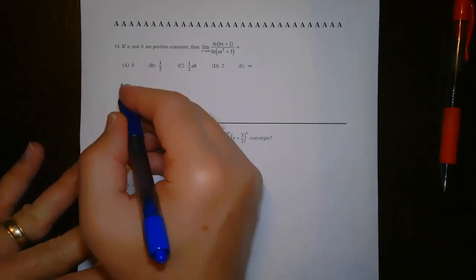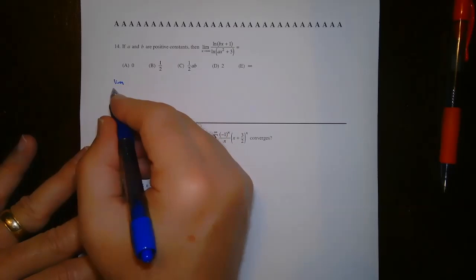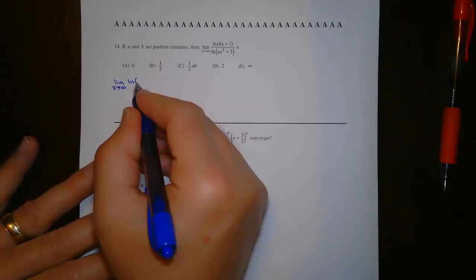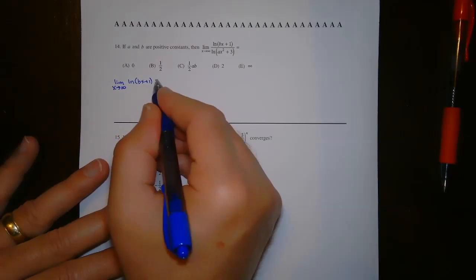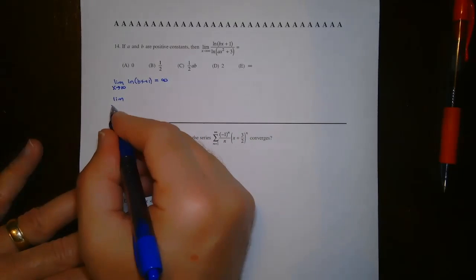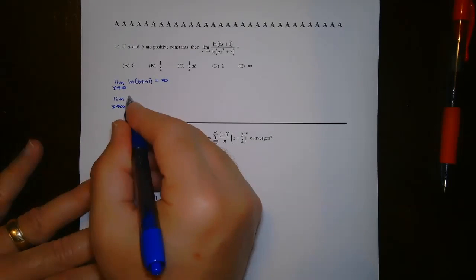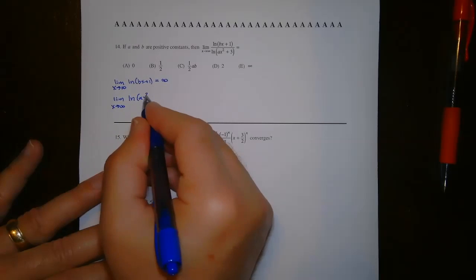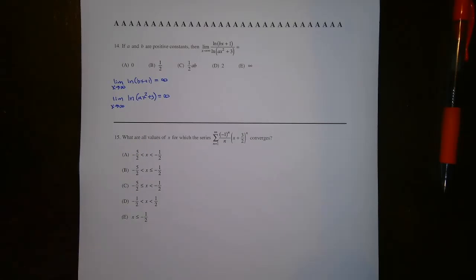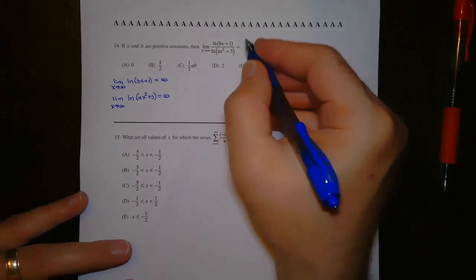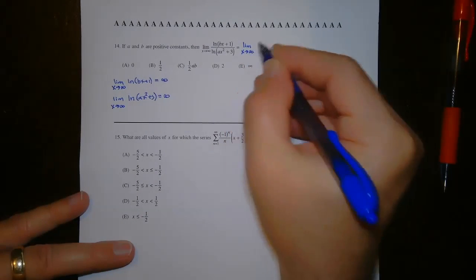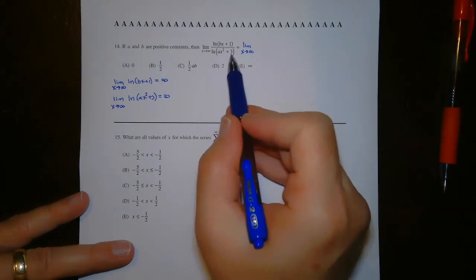Okay, so we need to state this. The limit as x approaches infinity of the natural log of bx plus 1 is equal to infinity, all right? And we also know that the limit as x approaches infinity of the natural log of ax squared plus 3 would also have to go to infinity. So this is a L'Hopital's rule problem. So what we have to do is this becomes equal to the limit as x approaches infinity of the derivative of the numerator over the derivative of the denominator.